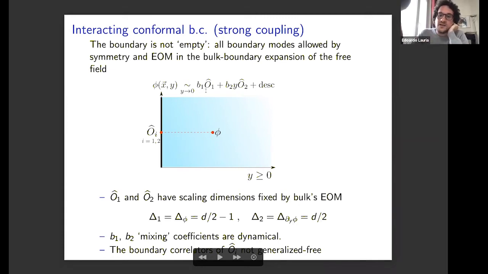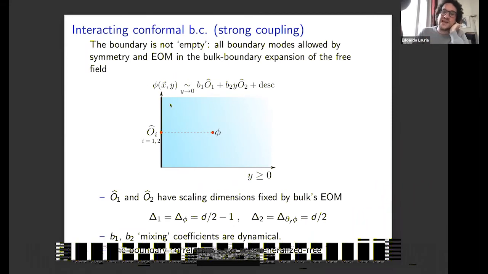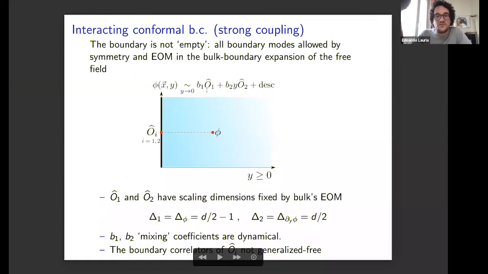But the only non-triviality in this expansion resides in these OPE coefficients, these fusion coefficients, which tell you how much of O1 and how much of O2 are contained inside phi. And these coefficients depend on the boundary conditions, so they are dynamical coefficients. They are not fixed by the symmetry nor by the equations of motion. And you also can expect that because of all these complications, the correlation functions of these boundary modes of phi, O1 and O2, will not be simply computable by Wick's theorem. So they are not trivial at all.